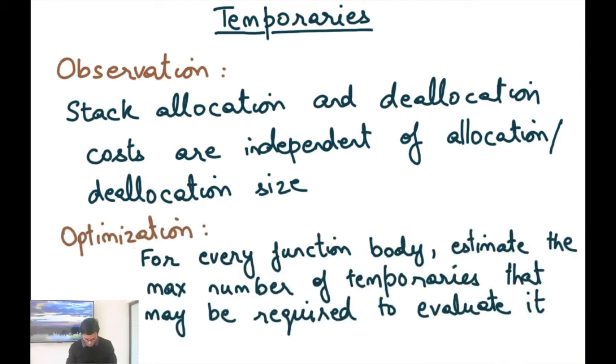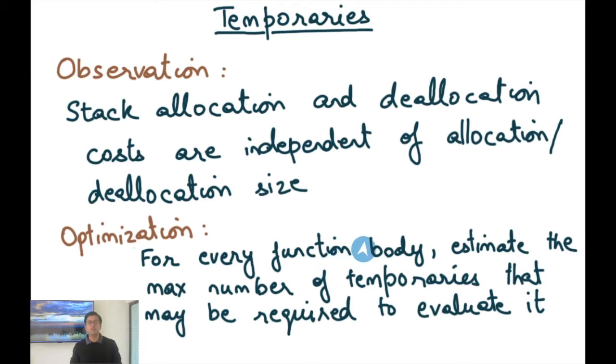Okay, so here's one strategy, and this is just one of the strategies: for every function body, estimate the maximum number of temporaries that may be required to evaluate it. So there are two things here. One is, I am doing this for every function body, individually. Instead of trying to estimate the number of temporaries that may be required for the entire program, I do it for every individual function body.